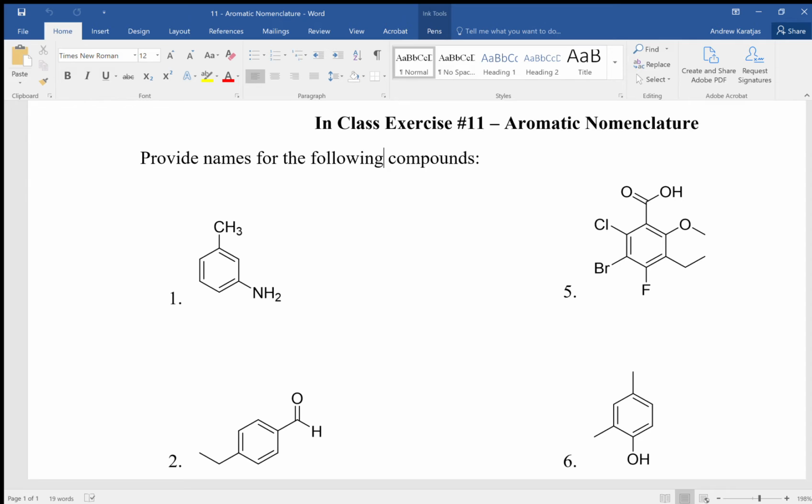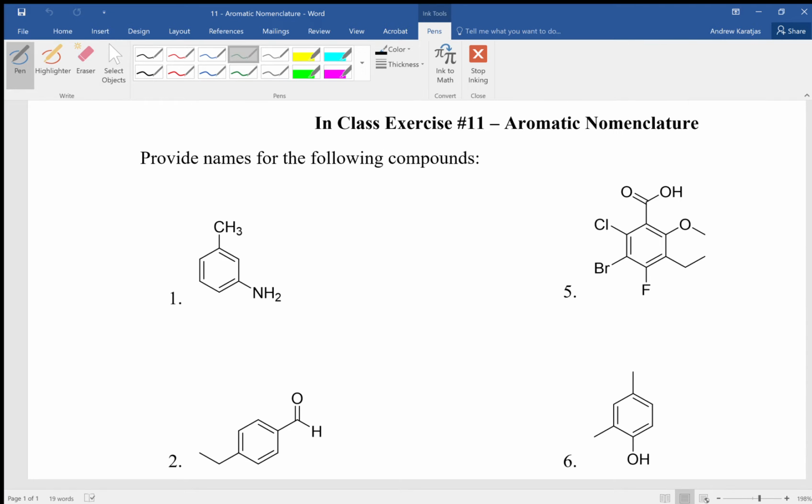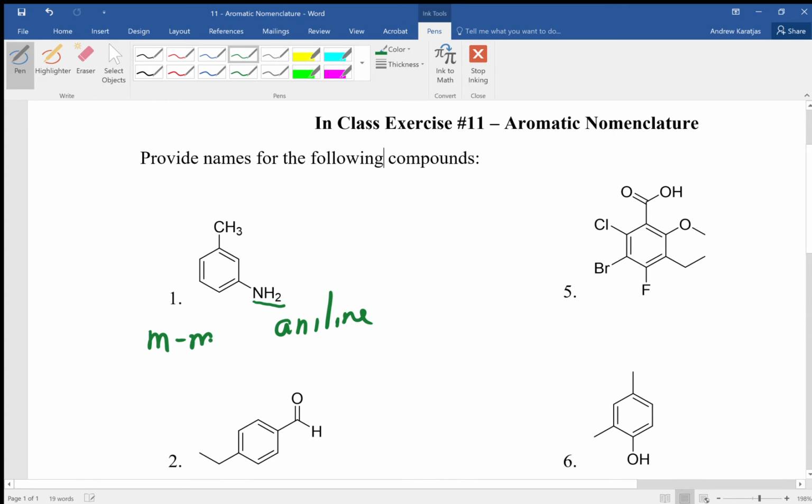Alright, so let's go over these nomenclature questions now. If we start with number 1, we can see we have two groups that are in a 1-3 or a meta relationship. And we recall that an aromatic ring with an NH2 on it is known as an aniline. So we can use that as our root name, aniline. And then this just becomes meta-methyl-aniline.